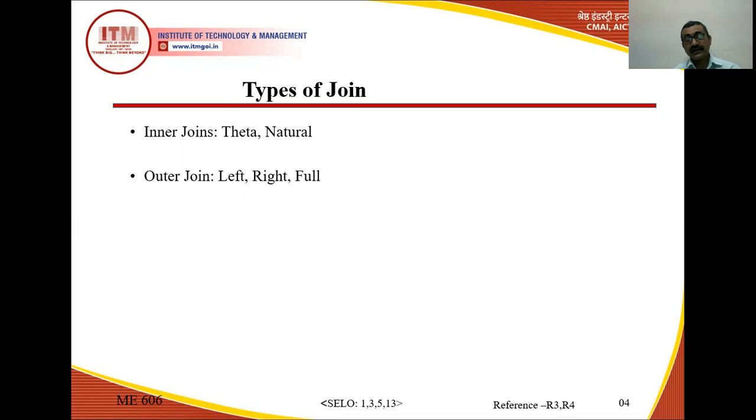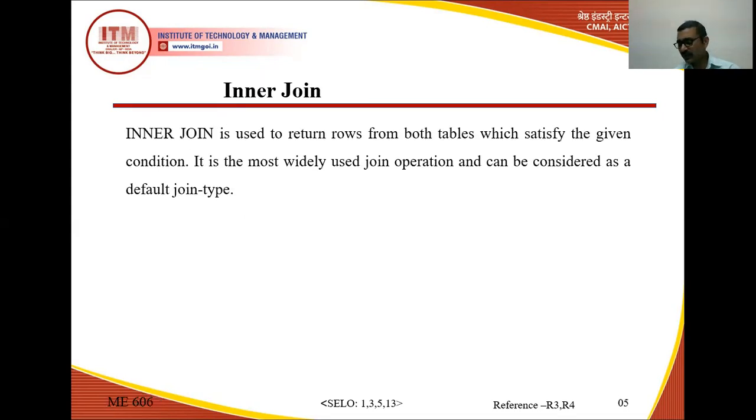Now we discuss the types of join. There are two types of join: inner join, which is also categorized into types: theta and natural join, and the second one is outer join, which is also categorized into left, right, and full join. Now, what is the inner join? Inner join is used to return rows from both tables which satisfy the given condition. It is the most widely used join operation and can be considered the default join type.